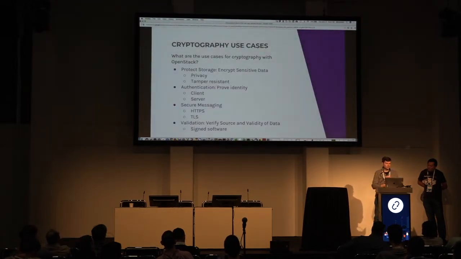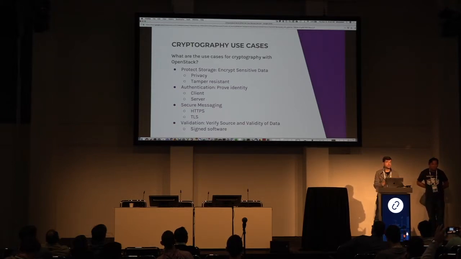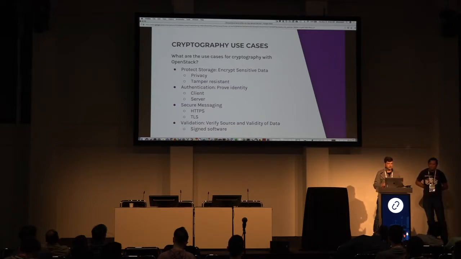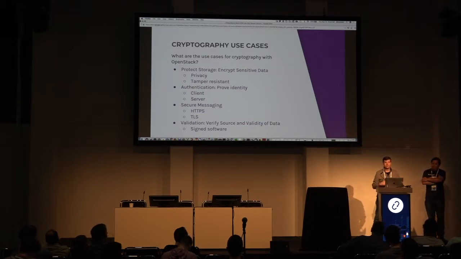So to start off with, when we talk about secrets, we're really talking about cryptography. So what are the use cases for cryptography in OpenStack? One is to protect storage. So you want to encrypt sensitive data to protect it, both for privacy, to make sure that people who are not supposed to have access to that information can't access it, but also to make it tamper resistant. You want those records to be secure so somebody can't tamper with that information.